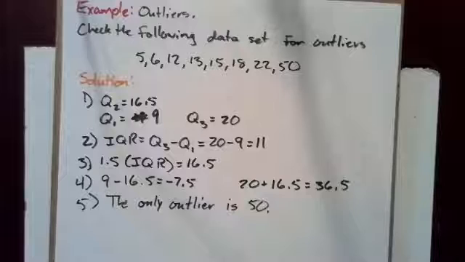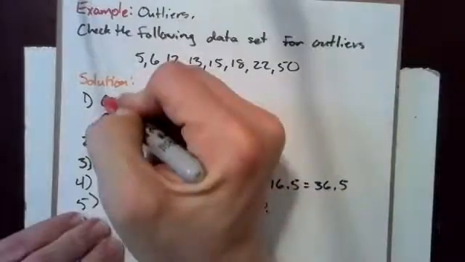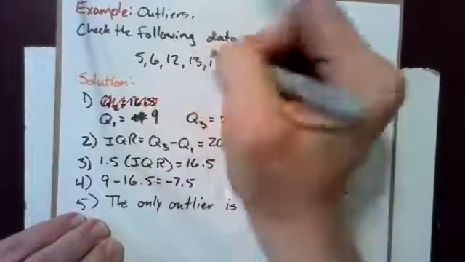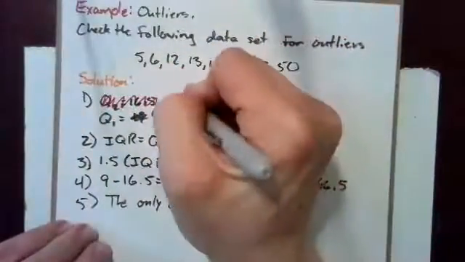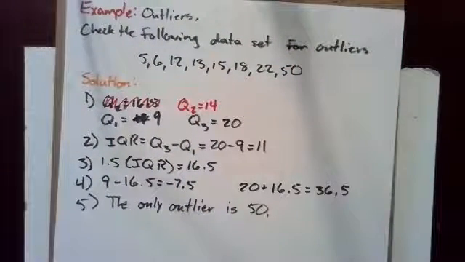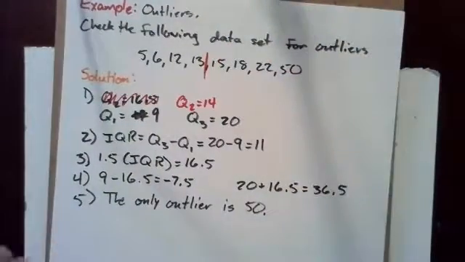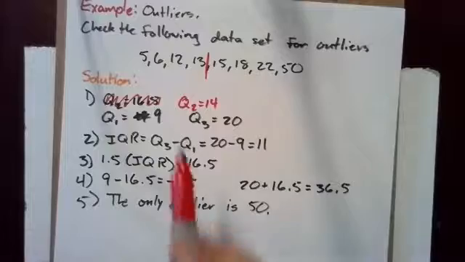So we find Q1 and Q3. Q2 is 16.5. You know what? I made a mistake there. We don't even need Q2, but Q2 is actually halfway between 13 and 15, so Q2 would be 14. But anyway, we don't need that for this. We just take our first 4 values and our last 4 values, and we find the medians of those.